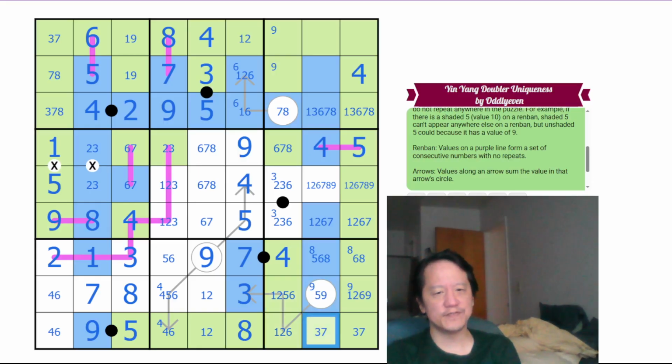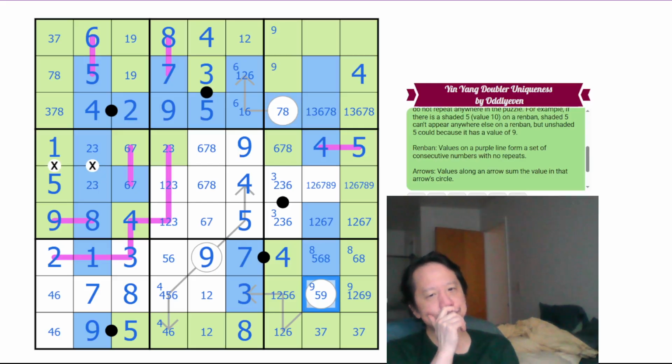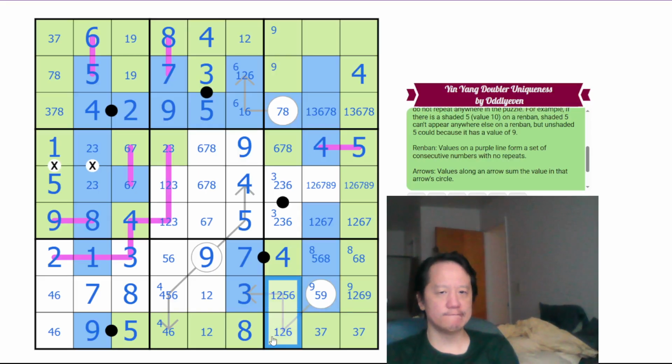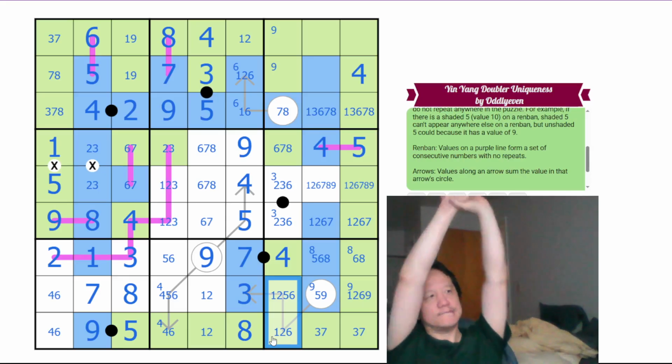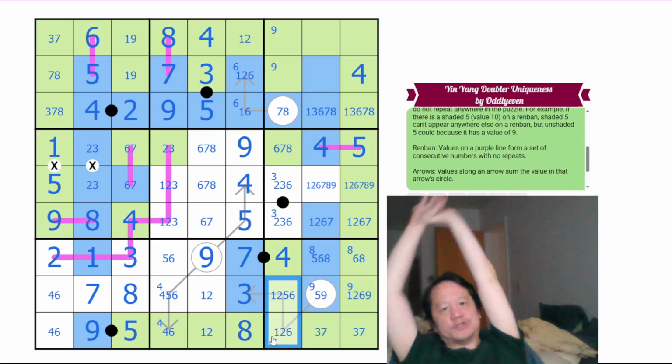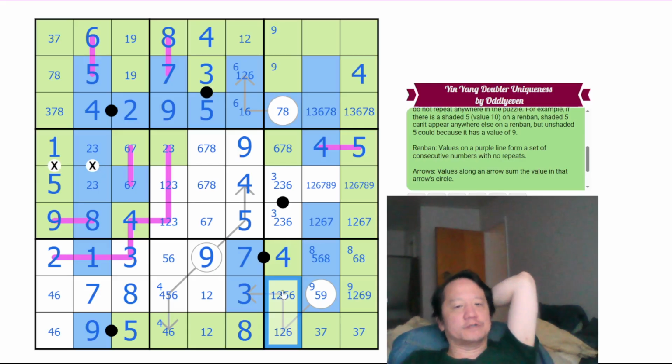So then this would be 5 or 9. Or 2 and 5 here could work, right? So what we cannot have, though, is 1, 5 here. So 1, 2 works, 1, 5 does not work. 1, 6 works, or 2, 5 works here.